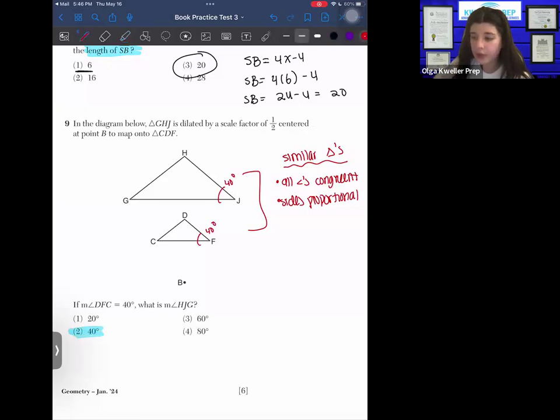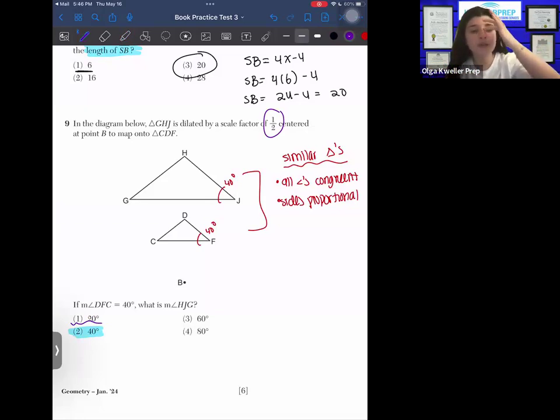And look what they're doing, right? It's dilated by a scale of 1/2. So a lot of people might be tempted to pick 1, right? Because 20 degrees is half of 40. So you see that what they're doing, again, they're picking choice 1 as that kind of fake answer, or like the fall answer, as I like to call it.